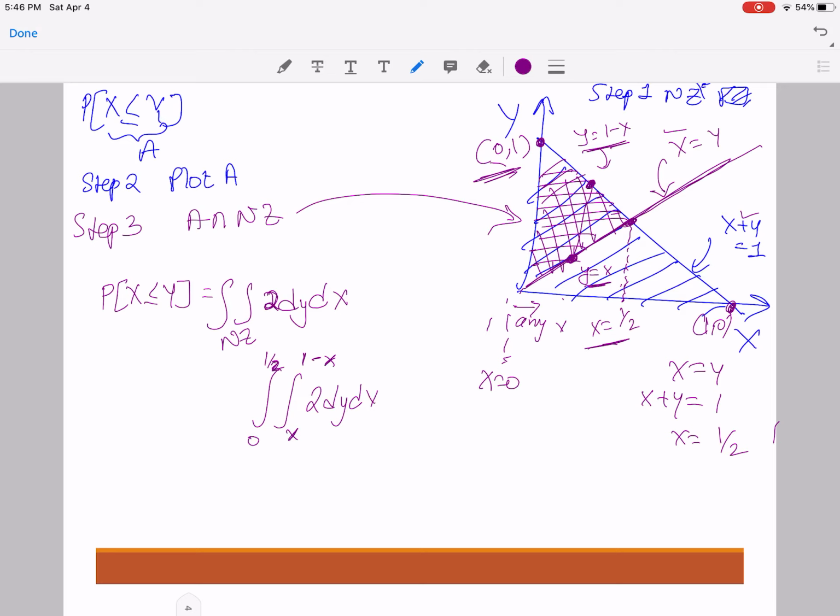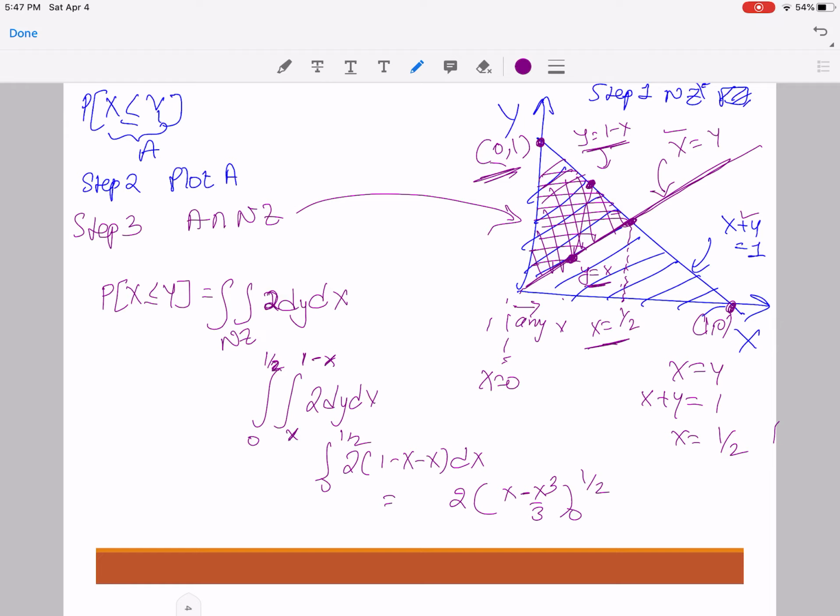So let's solve this integral here. I get the integral of 2 times (1 minus x) dx from 0 to 1/2, and when I finally solve this, I get x cubed over 3, 0 to 1/2, and you can plug in the limits and find the value of this integration. So that's how you solve for the probabilities of different regions.